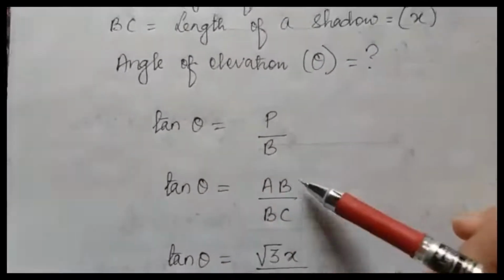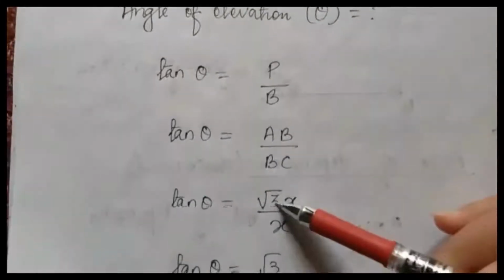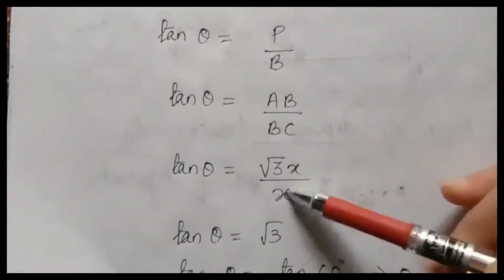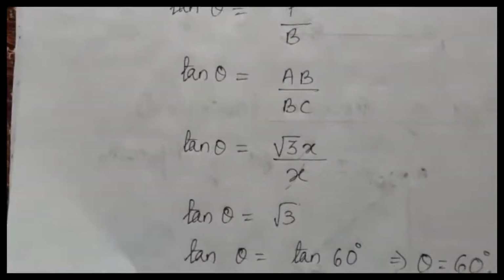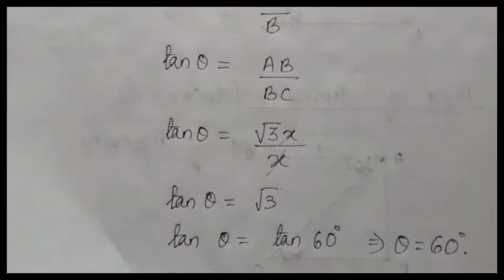So tan theta is AB by BC. AB is root 3x, BC is x. So x cancels, and we get root 3. Now you have to find for what value of theta tan is root 3.